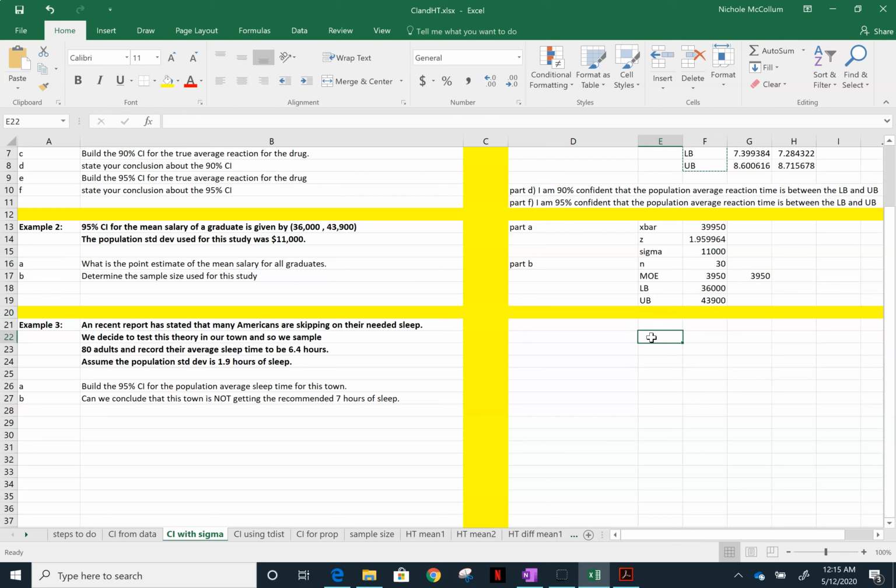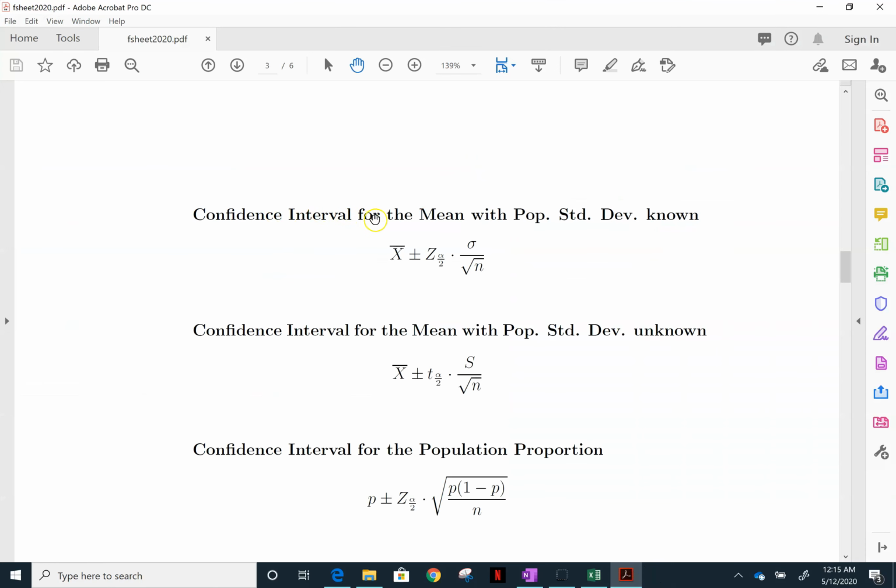What do we got to do here? I like to go to my question first. Build the confidence interval, 95%. Got it. Which one is it, though? I have 3 of them. Well, build the confidence interval for the population average. Average. That means it's one of the first 2 formulas. Confidence interval for the average.